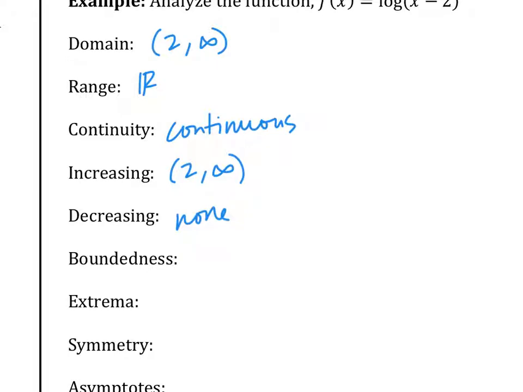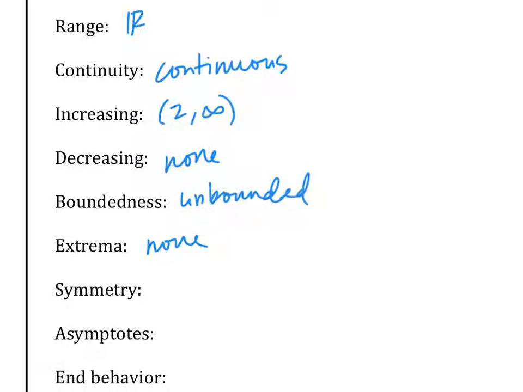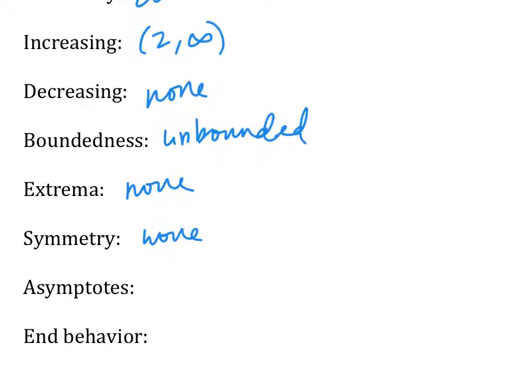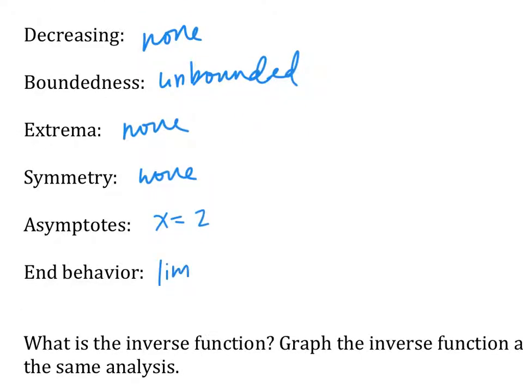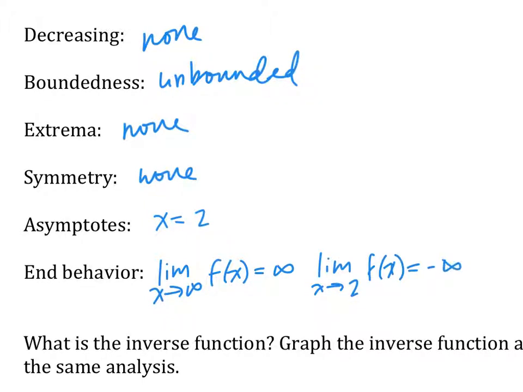Sorry, Ashley, boundedness. Unbounded. McKenna, extrema? No. Caleb, symmetry. No. Mark, asymptote. X equals 2, yes. And behavior, limit as x goes to infinity, f of x goes to infinity. Limit as x goes to, not negative infinity, it never goes to negative infinity, it goes to 2. F of x goes to negative infinity.